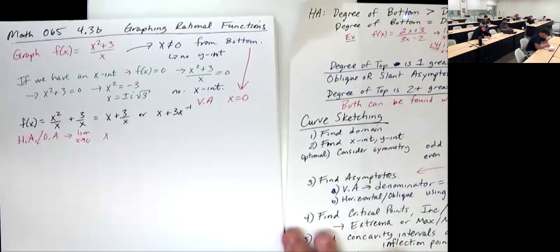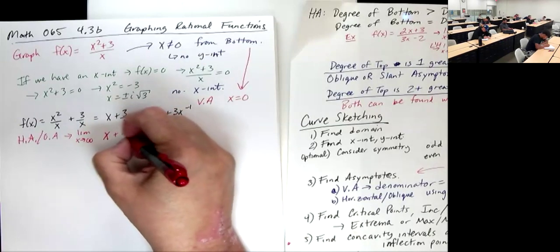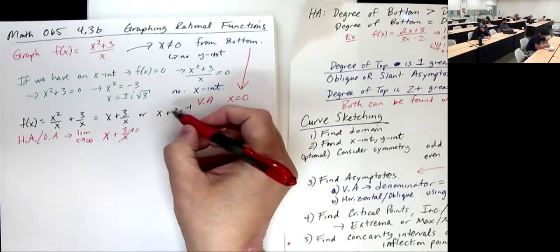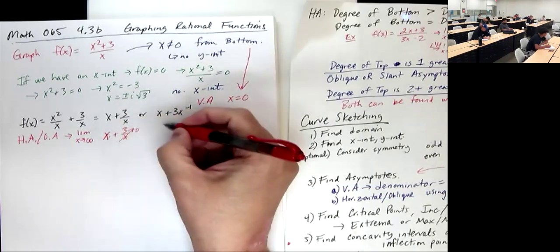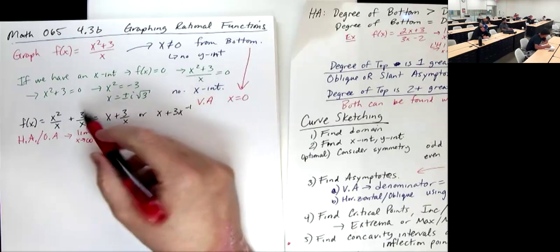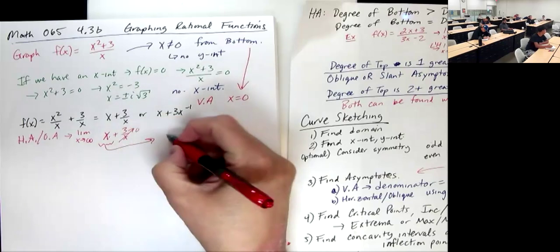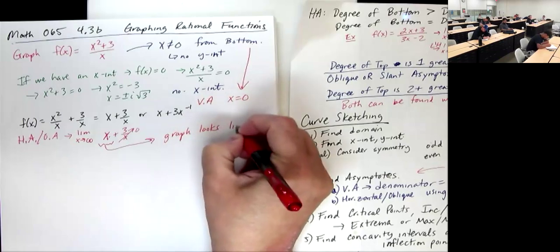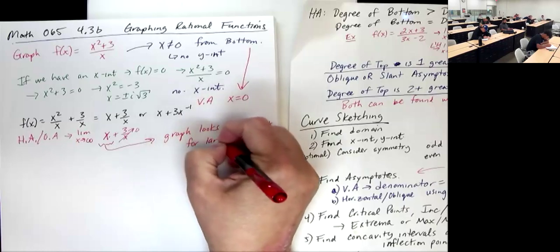Excuse me. The limit as x goes to infinity of x plus 3 over x, the 3 over x part goes to 0. So it's going to infinity along x, and we knew that because the numerator is bigger. But this tells us what the graph looks like. The graph looks like y equals x for large values of x.